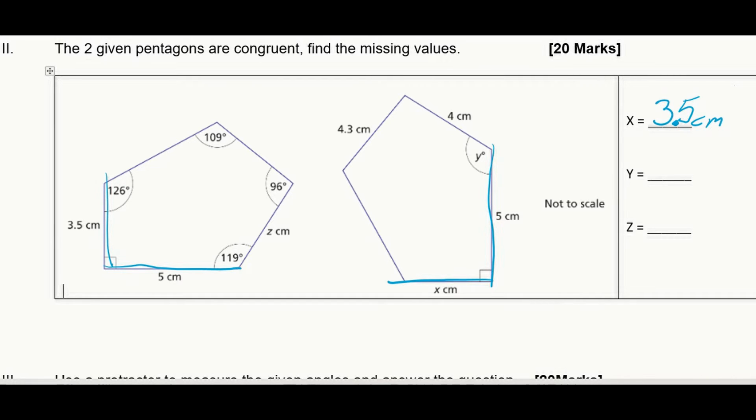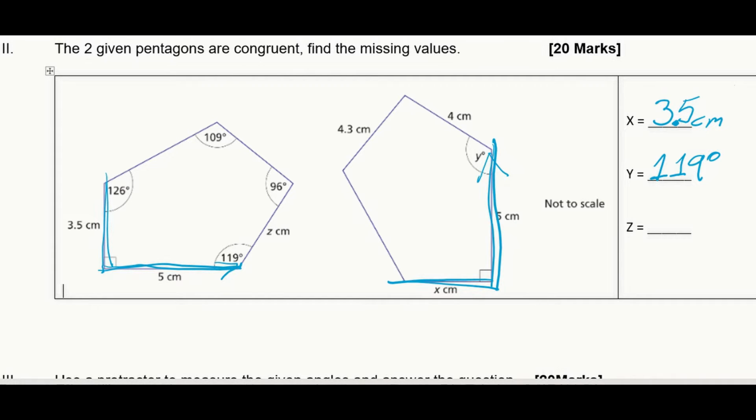What about y? Well, this is angle y. And so we say this is line segment x. This is line segment, which is 5 centimeters. We're going like this. And it tells me that I arrived to angle y, right? How much is it? Because they are congruent shapes, they have the same measurements. And so y is 119 degrees. Yep, that's it.